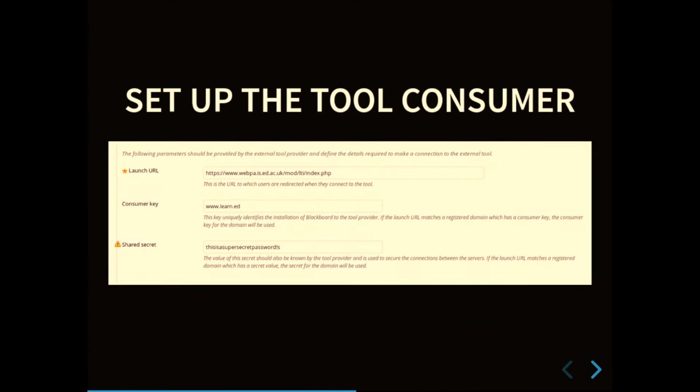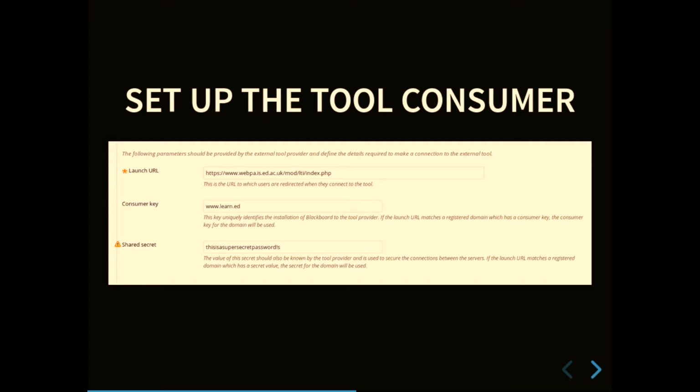So to set up an LTI link, it's very, very simple. There are only a couple of things that you need to do in the learning management system. This is a screenshot from Blackboard Learn. You would pass in the launch URL. So this is the URL for the external tool where you're going to be sending the information to. In this case, I've just taken our example of WebPA, our peer assessment tool. So you can see here that we've got webpa.is.ed/LTI/index.php. So that is the endpoint that we were sending all of our data to from the learning management system.